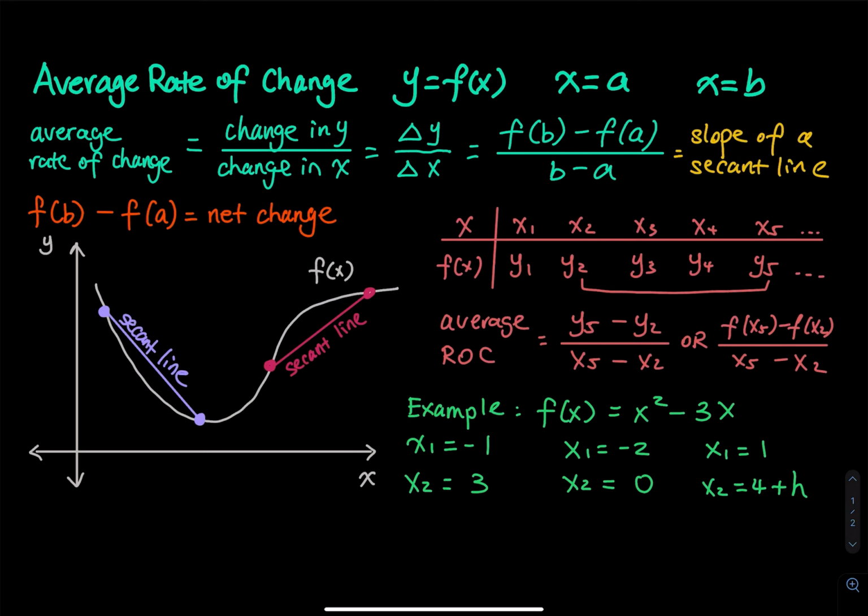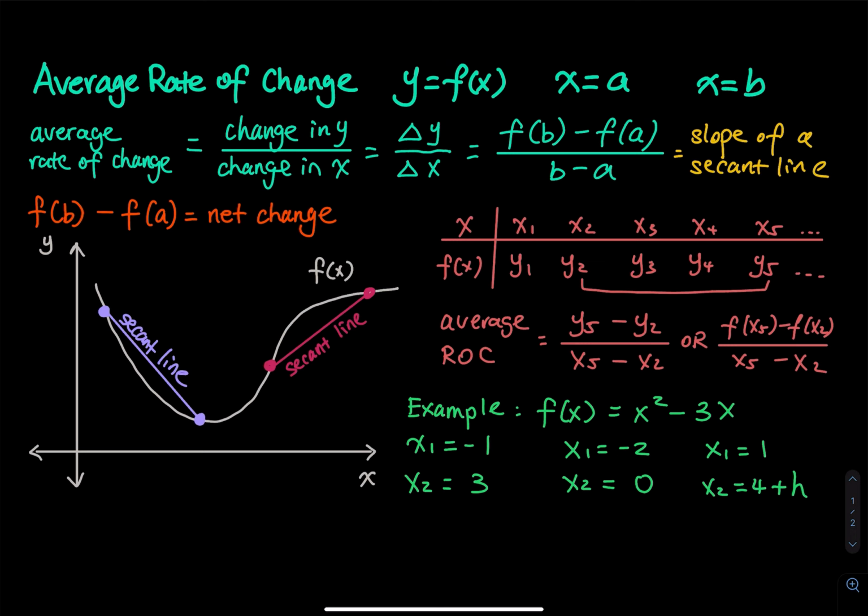Average rate of change of a function between 2 points. The function that I would like to use is y equals f of x. Whenever people write a function, they tend to use f of x. F is the name of the function, x is the independent variable. You can use y equals or f of x, they are pretty much the same.